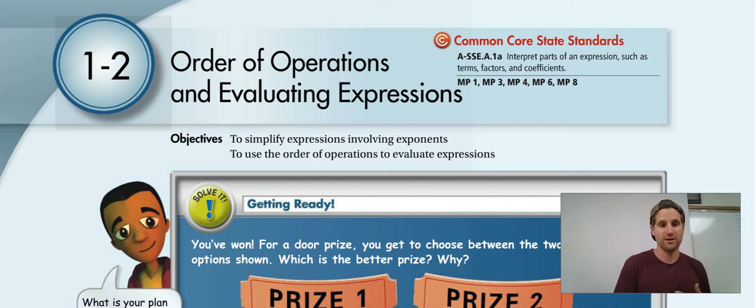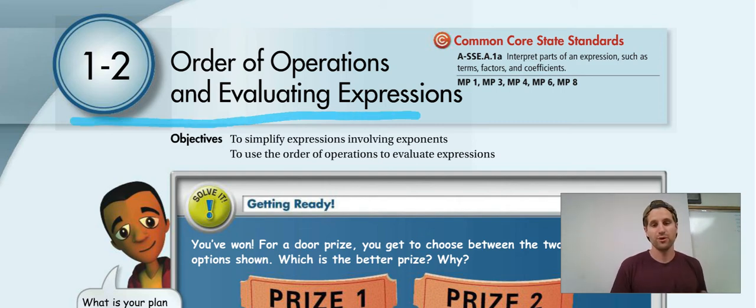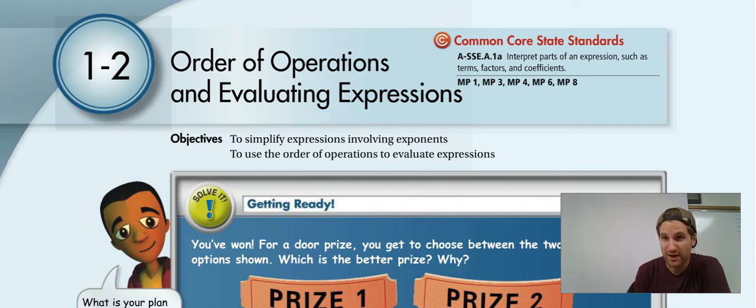Make sure you go ahead and head it, 1.2. We're doing orders of operations and evaluating expressions. So our objective today is to simplify expressions involving exponents and to use the order of operations to evaluate expressions. Okay, let's go ahead and jump right in.